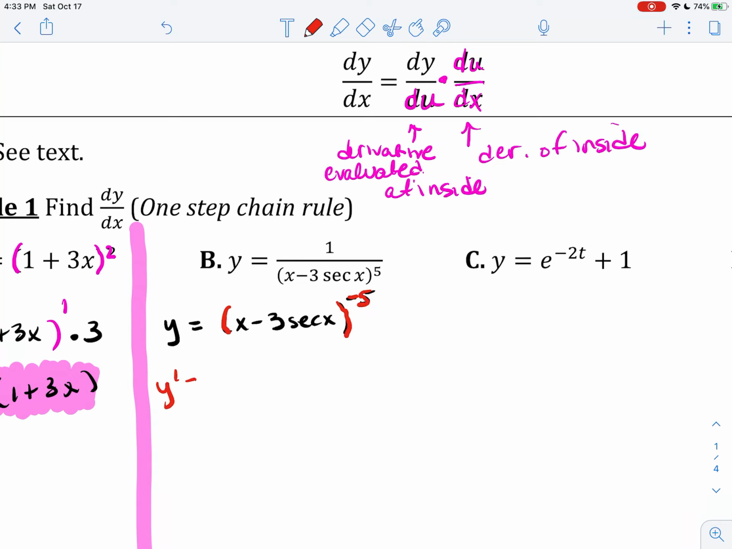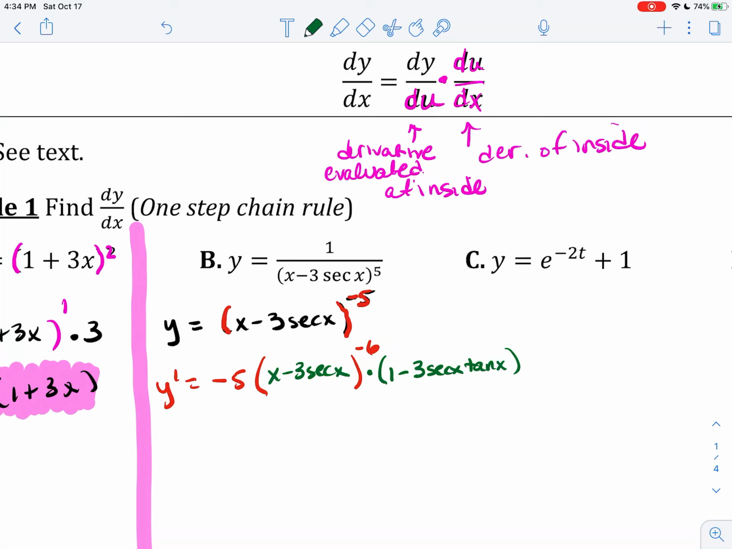And now I'm going to take my derivative, and it's going to be the derivative of the outside, where we take our exponent down and then subtract 1, and minus 5 minus 1 is minus 6. We will evaluate at the inside, and then we want to multiply by the derivative of the inside, and the derivative of the inside is 1 minus 3 secant x tangent x, right? Because the derivative of x is 1, and the derivative of secant is secant tangent.